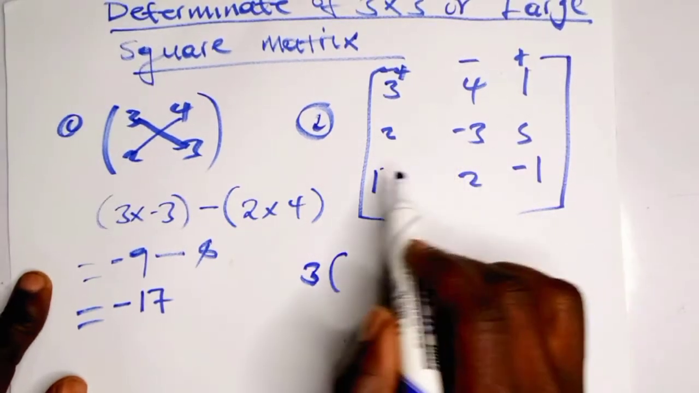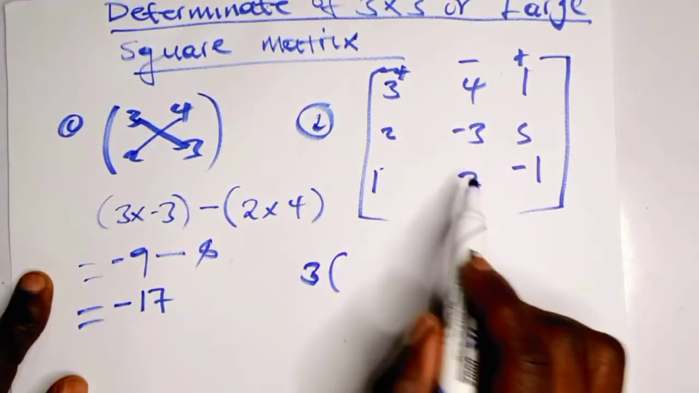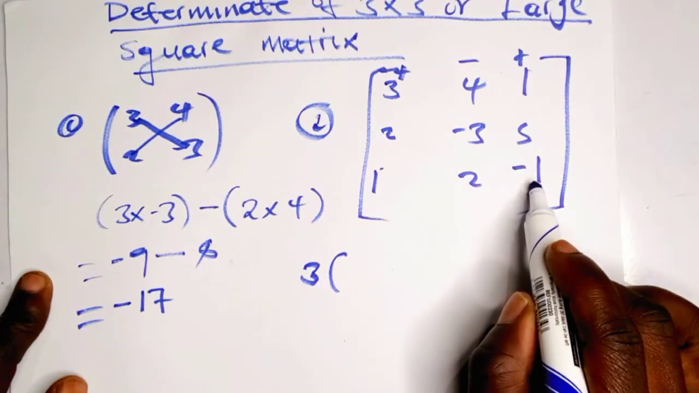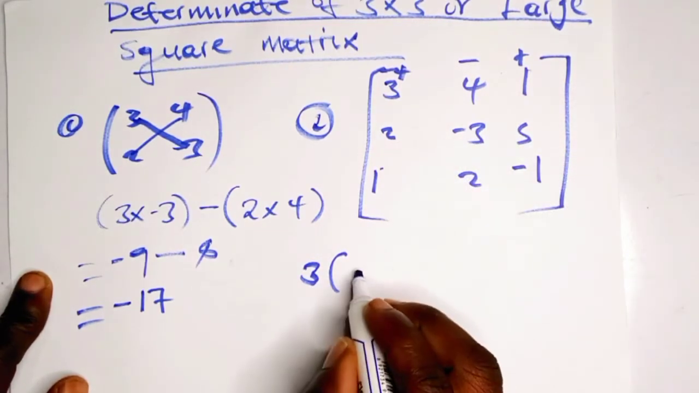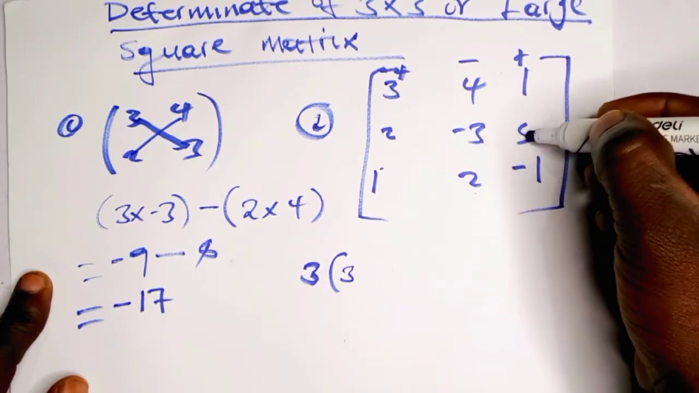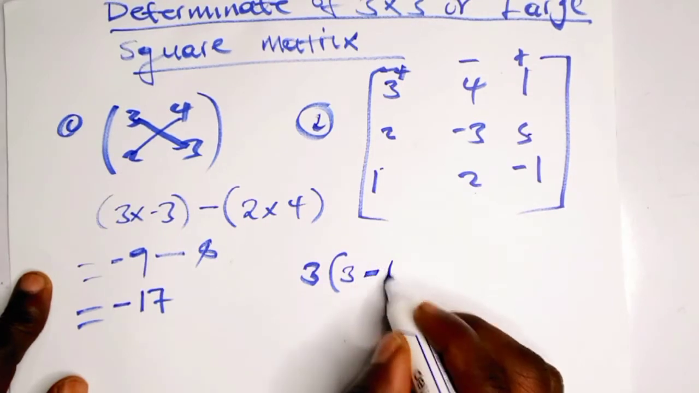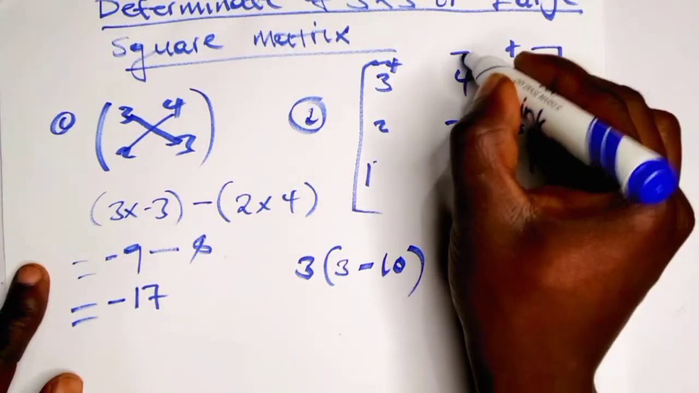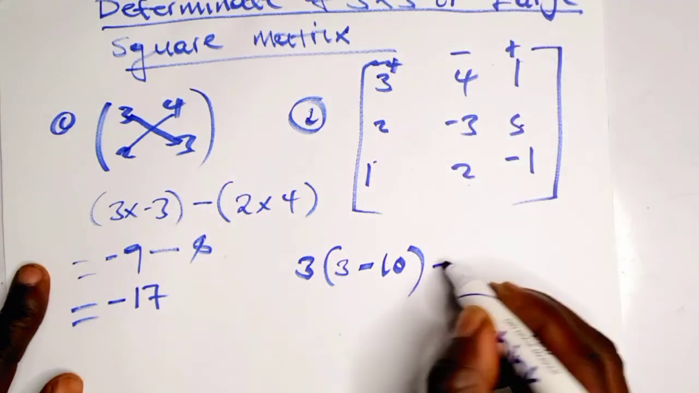Then when you cross here and here, you're going to remain with negative 3 times negative 1, which is positive 3, and 2 times 5, which is 10. Then we follow the sign here, there's negative, so it will be minus 4.